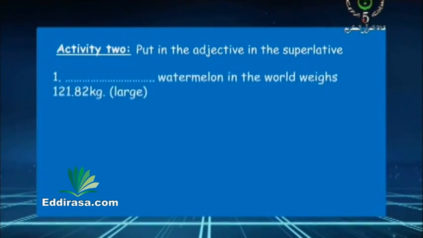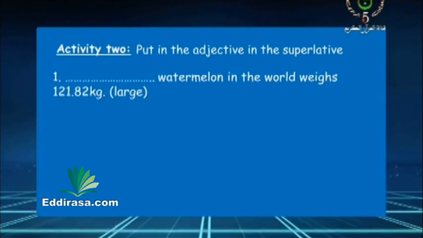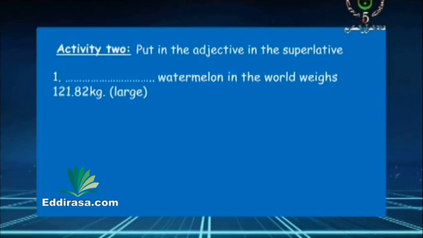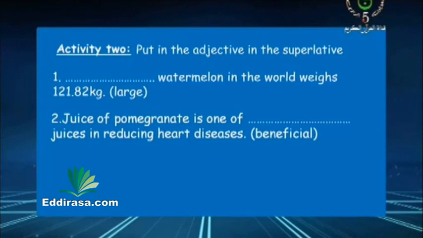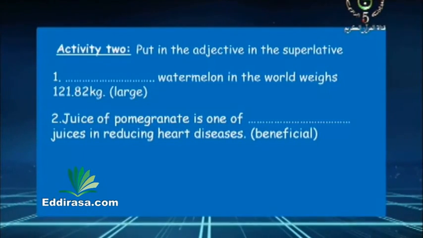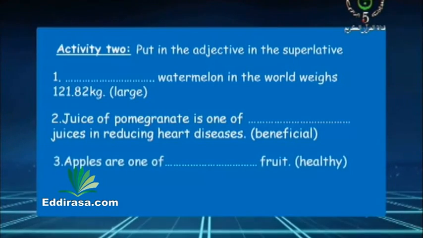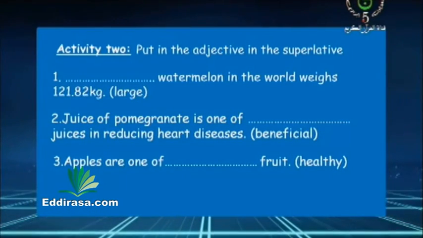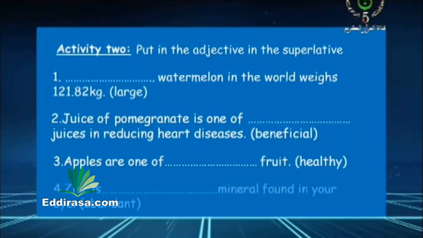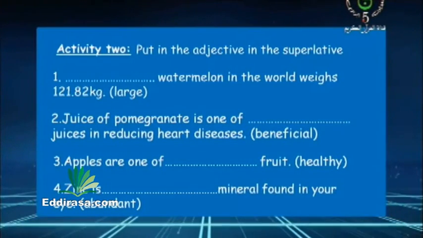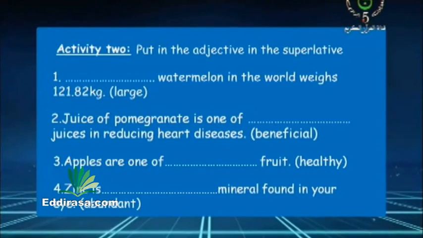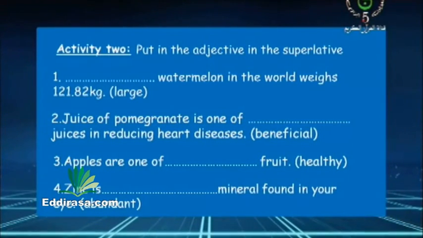Now, it is time to practice putting the adjectives in the superlative. Number 1, the watermelon in the world weighs 121.82 kilograms. The adjective is large. Number 2, juice of pomegranate is one of juices in reducing heart diseases. So here the adjective is beneficial. Number 3, apples are one of fruit. The adjective is healthy. Number 4, zinc is mineral found in your eye. The adjective is abundant. So be careful when you put those different adjectives in the superlative form, and remember the rules you saw and practiced in the class with your teachers.